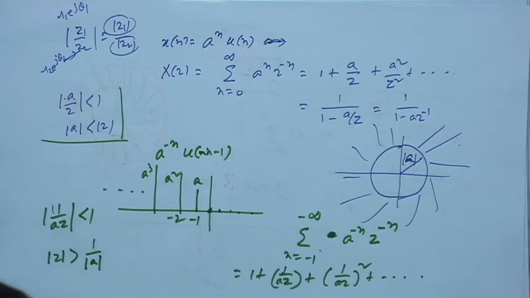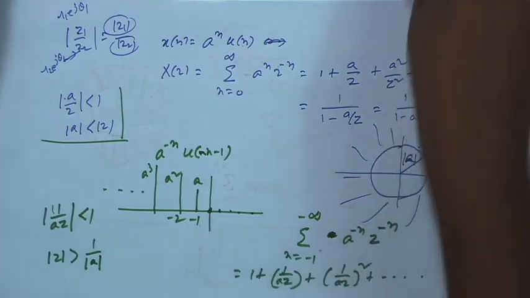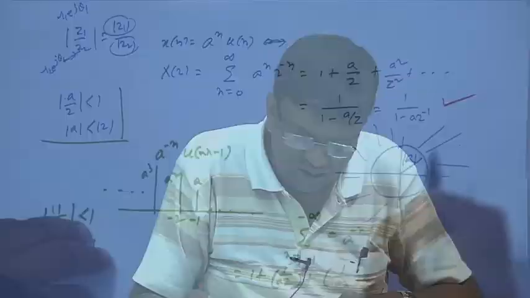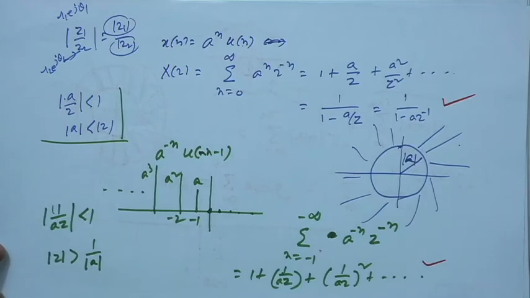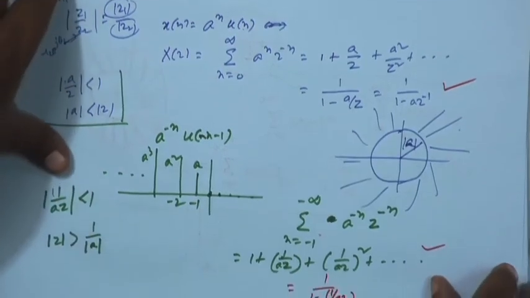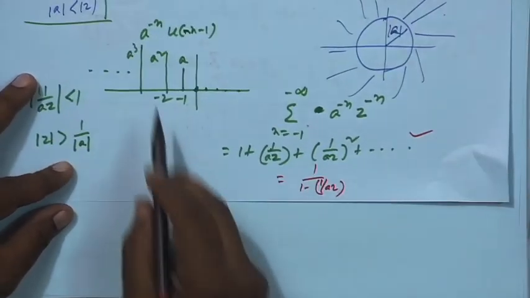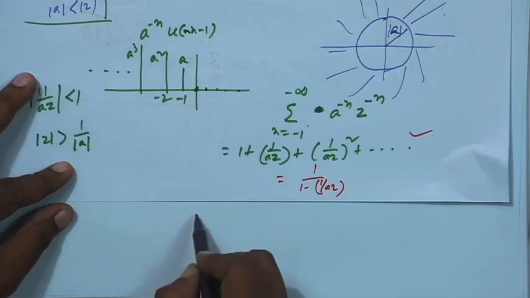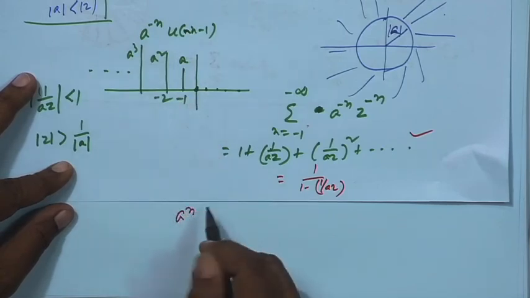I changed the problem a little to make it more convenient. This part is fine, this is also fine, and then it will give rise to 1 by 1 minus 1 by a z. Okay, this is fine, but I will just change the problem a little bit. Instead of a to the power minus n u of minus n minus 1, suppose I consider a to the power n.